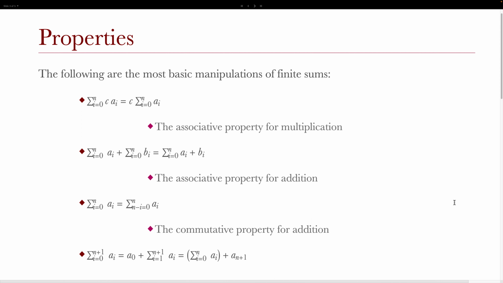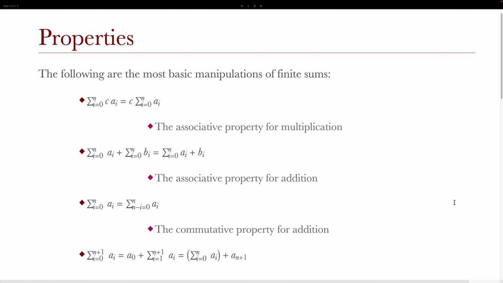Now that you've got a feel for reading sigma notation, we can look at some basic manipulations of finite sums. To start with, sums follow the associative property for multiplication. So if we take the sum from i equals 0 to i equals n of c a sub i, it'll be the same as c times the sum from i equals 0 to i equals n of a sub i.